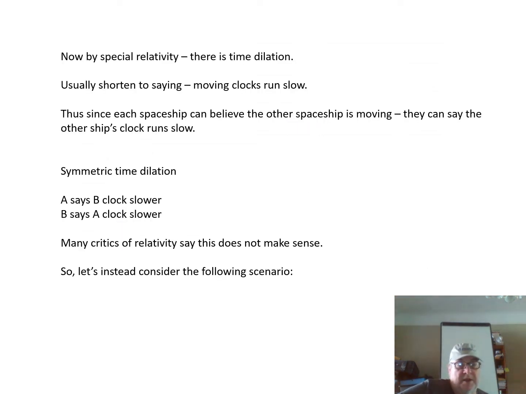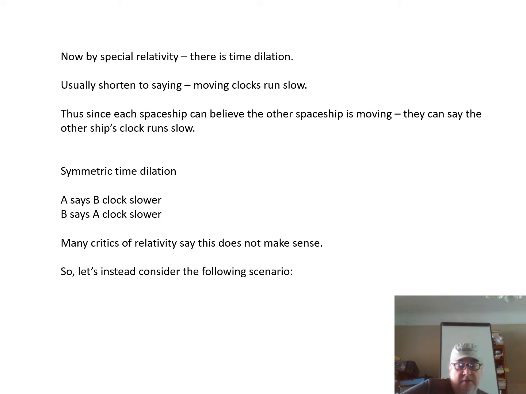Now by special relativity there is time dilation, and that's usually shortened to saying moving clocks run slow. Thus, since each spaceship can believe the other spaceship is moving, they can say the other ship's clock runs slow, and that is symmetric time dilation. A says the B clock is slower and B says the A clock is slower, and many critics of relativity say this does not make sense.